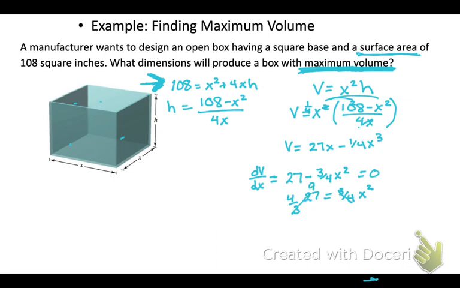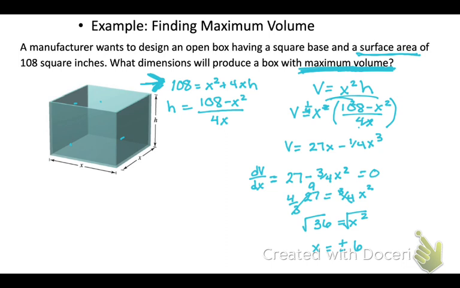Three is 9, so 4 times 9 is 36 equals x squared. So x equals plus or minus 6. Wait, what? Why is that plus or minus? Because you took the square root.